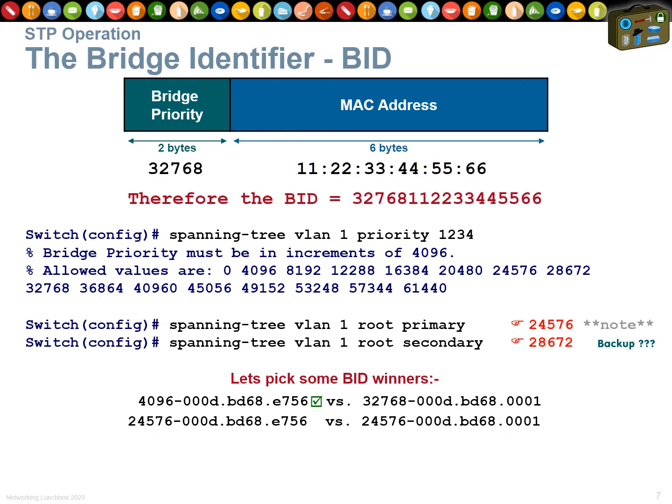So now we've got left and right, same priority. So now we have to look at the MAC addresses closely. Who has the lower MAC address? In this instance, it's the one on the right.